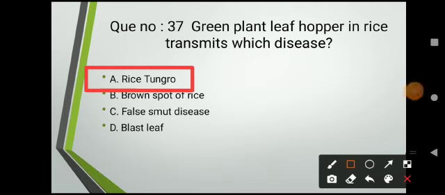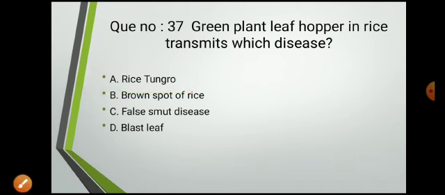The vector of tungro disease is green leaf hopper. The rice tungro is a unique disease which is caused by two viruses, that is RNA virus and DNA virus. Stunting of plants and the yellowing of leaf from tip and margin are the two main symptoms of tungro disease of rice. Next question, question number 38.